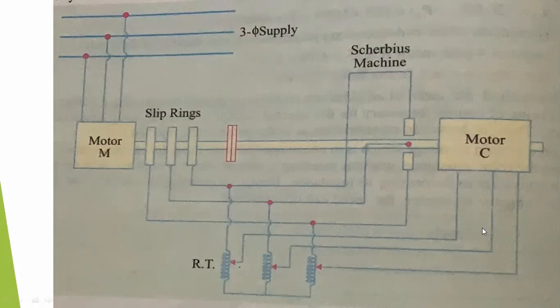This is called the commutator motor C. It is a variable speed motor, and its speed is controlled either by varying the tappings on RT or by adjusting the position of the brushes on C. So speed control is achieved by varying the tappings on the regulating transformer, or by adjusting the positions of the brushes on C. These are the methods of speed control. Now we will go for problems.